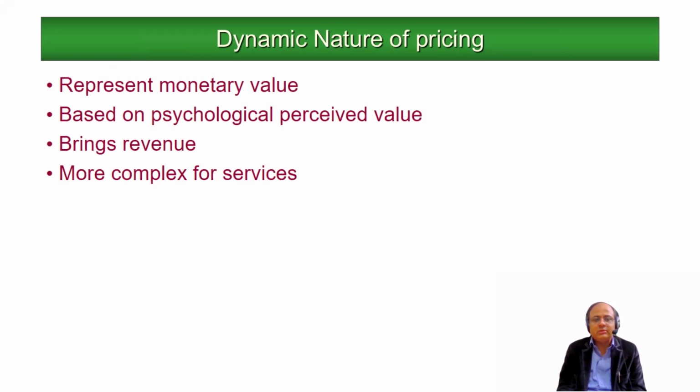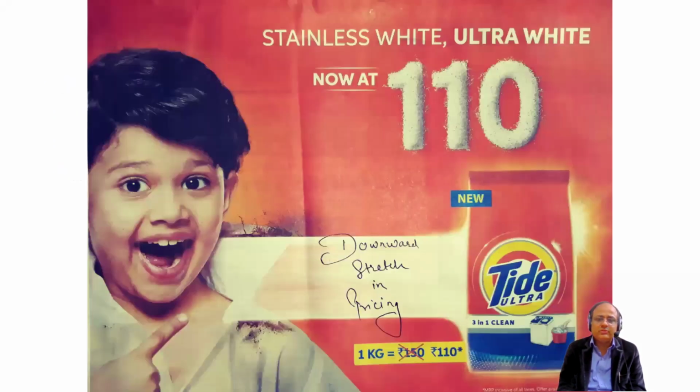Pricing brings revenue, and it is more complex in case of services. It is very difficult to maintain the pricing for services. Pricing can be increased or decreased depending upon the market conditions, the supply demand scenario, or the competition. As you can see in this example of Tide Ultra, they've reduced the price from 150 to 110. This strategy is known as downward stretch. If any entrepreneur tries to increase the price based upon the supply demand condition, this becomes the upward stretch.